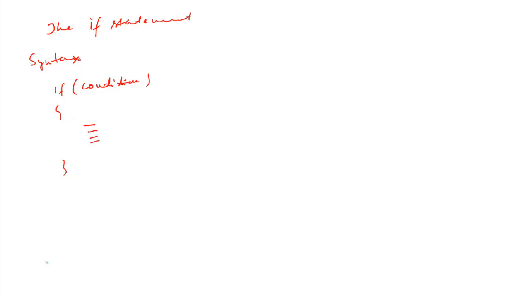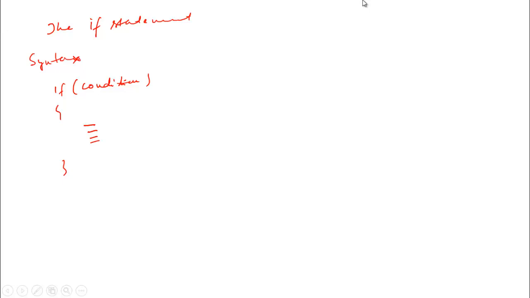Decision making statements are needed to alter the sequence of statements in a program depending on certain circumstances. So let us start with the if statement. The syntax of the if statement is like this: if, then the condition, and then the curly brace, then the statement, and then the closing curly brace. So this is what the if statement is all about.